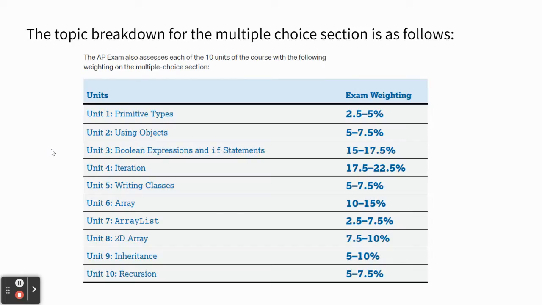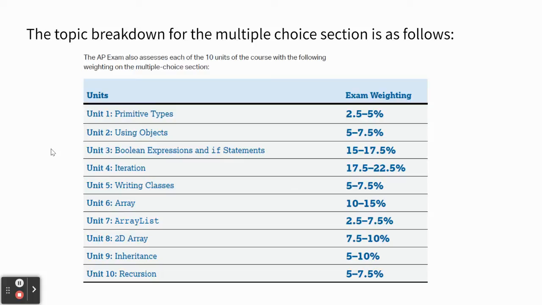So, here's an interesting breakdown. This is the multiple choice questions. They have quite a range on these things, from 2.5% to 5%. That's double this. It's either 2.5 or twice as much, but you get a rough breakdown. These are all the units, and this is for the multiple choice section. Primitive types, like Boolean, double, integer, just less than 5%. Using objects, that's when we create and hop frogs or create a student object.